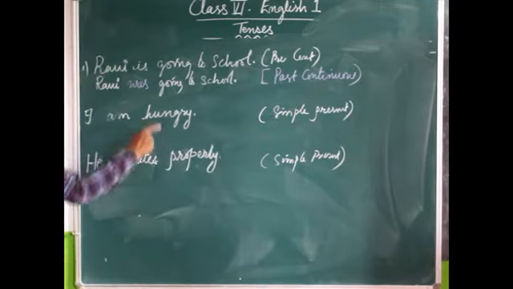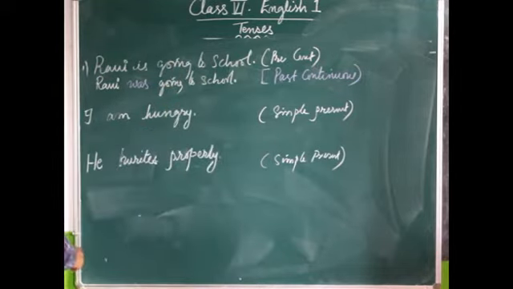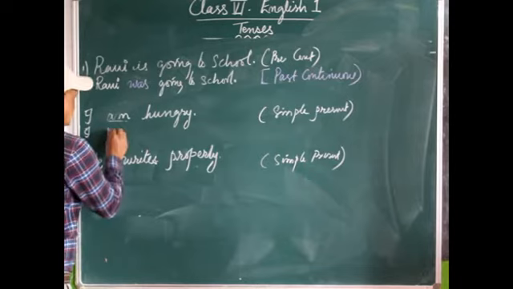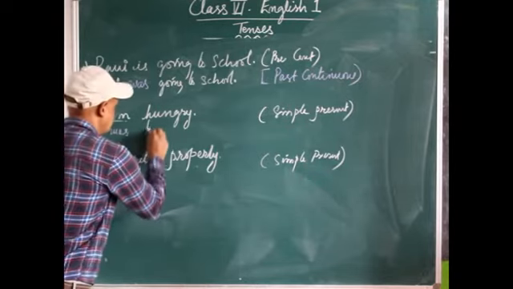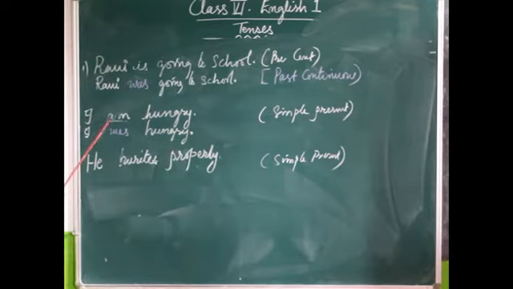Now, here, I am hungry. Simple present. Okay, statement. So, what will be the past of it? I am is the same. What is the past tense of am? Am becomes was. I was hungry. So, this is the change.